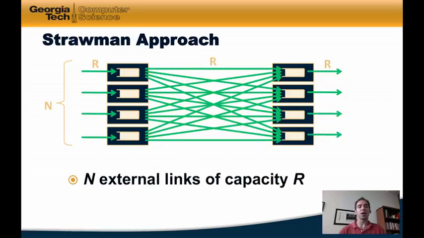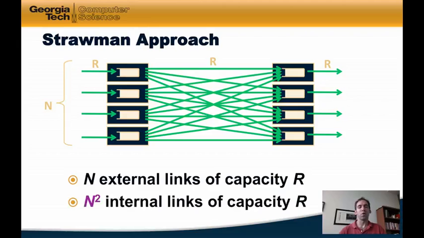Assuming that we have n external links, each of capacity r, this interconnection topology requires n squared internal links, each having capacity r. This interconnection topology obviously does not scale well as the number of external ports, and hence the number of servers, grows. Let's see what we can do to make this topology scale better with the number of servers in the cluster.